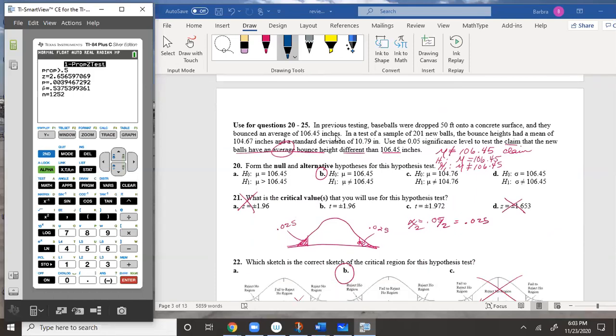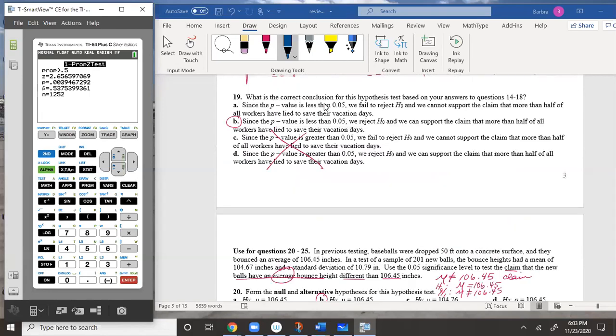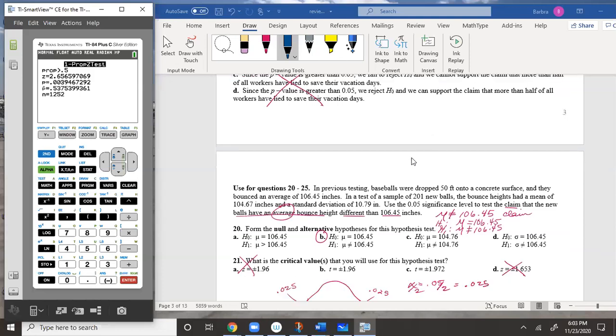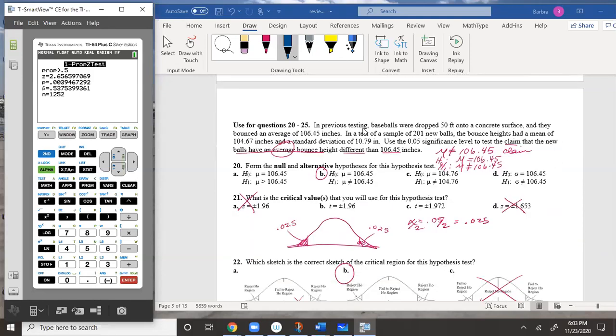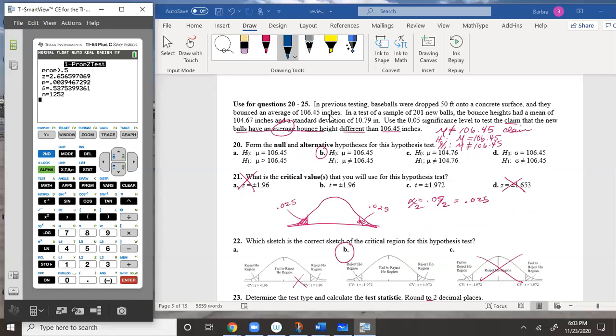Okay, so that covers problems using one proportion Z test over proportion. Now we're going to population means. For questions 20 to 25, in previous testing, baseballs were dropped 50 feet onto a concrete surface and they bounced an average of 106.45 inches. In a test of a sample of 201 new balls, the bounce heights had a mean of 104.67 inches and a standard deviation of 10.79 inches.